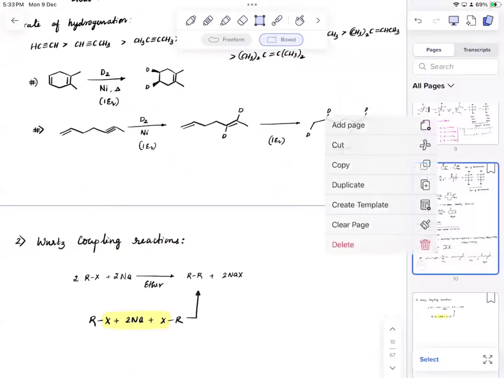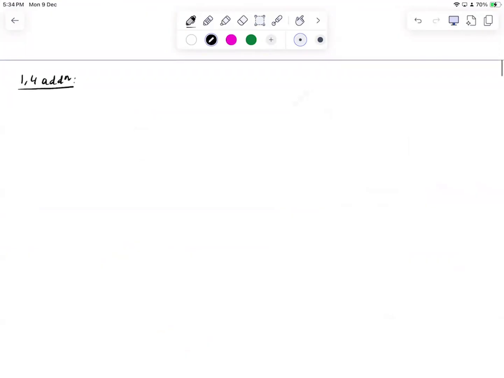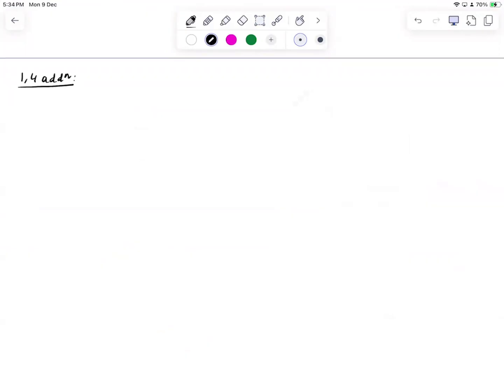Right. The last thing you need to understand is how to make a 1,4 addition in these alkenes and alkynes. 1,4 addition is usually observed when you have conjugated dienes. In the case of a conjugated diene, if you react it with nickel and H2 and heat, there are two products you are expecting.